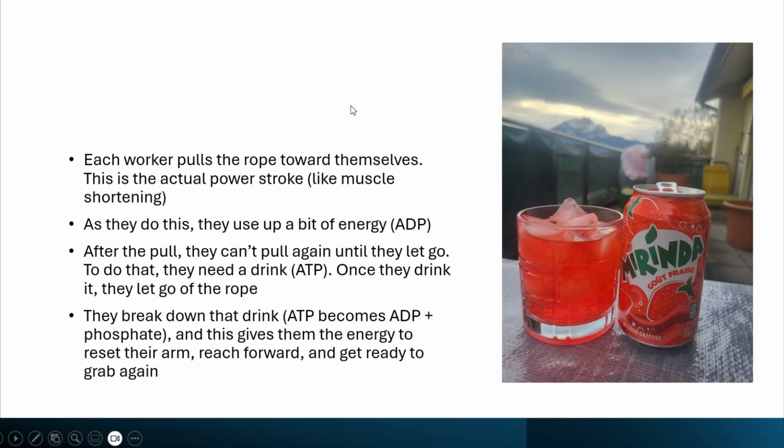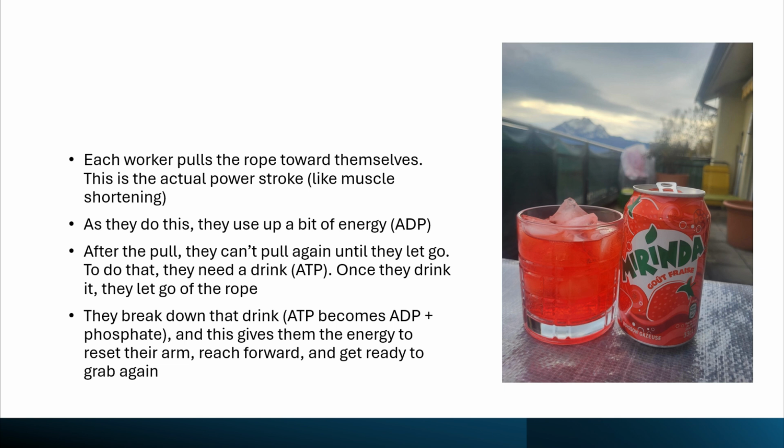Now, each worker pulls the rope towards themselves. This is the actual power stroke, like muscle shortening. As they do this, this uses up the ADP that they were holding, not ATP, they were holding ADP from previously when the ATP broke down. After the pull, they can't pull again until they let go. To do that, they're going to need a drink for energy. They're going to need a bit of ATP.